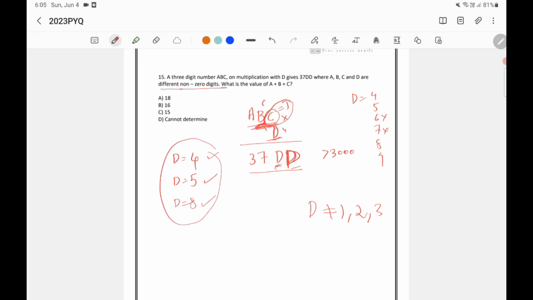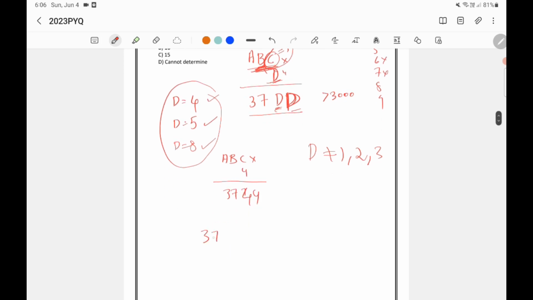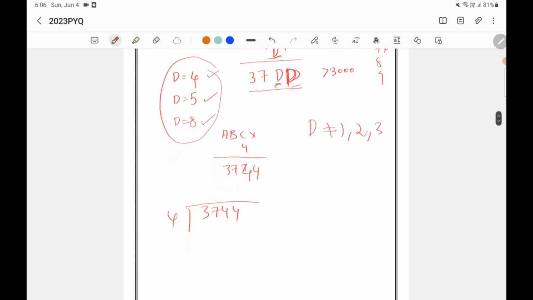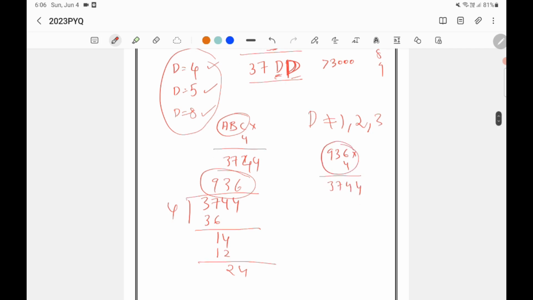Now just put D as 4. If I am putting D as 4, you will get ABC into 4 is equal to 3744. Now just divide 3744 by 4 and look at the value of ABC. 9 4s are 36, then 14, 3 4s are 12, and 24, so 936. So you got ABC as 936. This is actually satisfying, because 936 into 4 is equal to 3744. It's satisfying because all these numbers are distinct and non-zero.